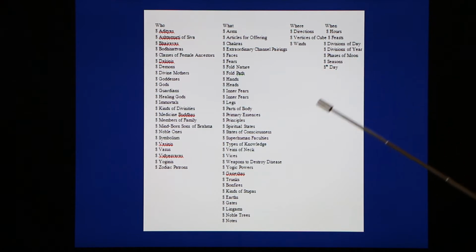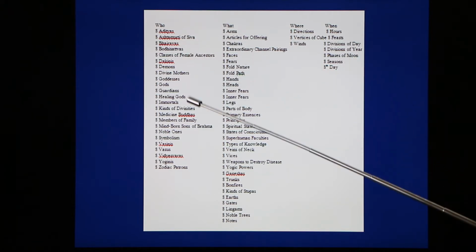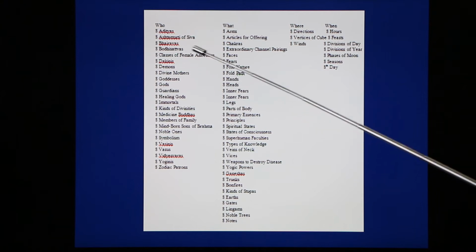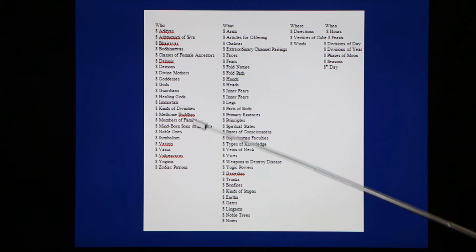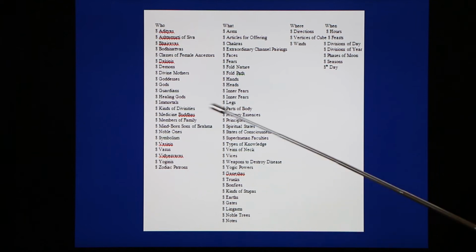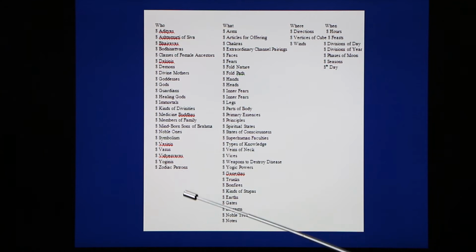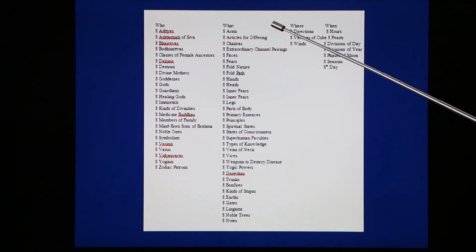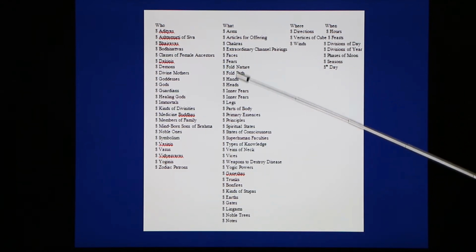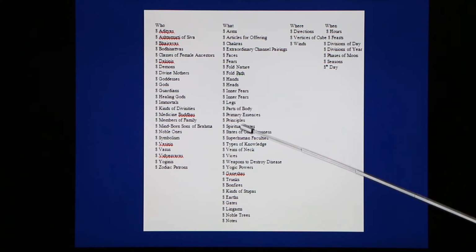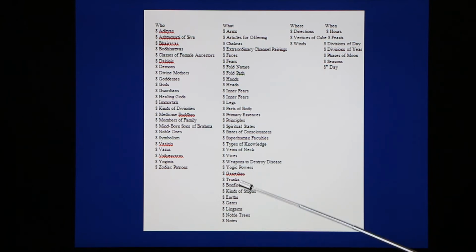Those get linked with 8 Adityas, or 8 Bhairavas, or 8 Bodhisattvas, or 8 Dakinis, or 8 demons, or 8 divine mothers, goddesses, gods, guardians, healing gods, immortals, kinds of medicine Buddhas, noble ones, Vasus, Vasinis, Vidyasvaras, yoginis, zodiac patrons, and then Eightfold Path, 8 hands, heads, inner fears, legs, parts of the body, essences, vices, Ganeshas, trunks, bonfires.